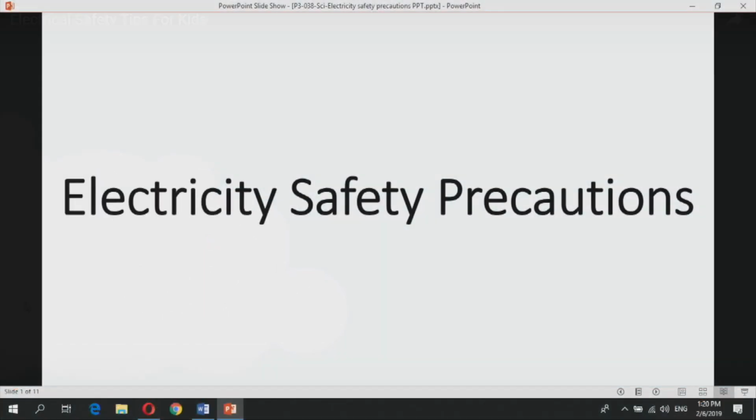So should we make electricity wet? Is that a good thing? No. Make sure we never make electricity wet. Safety precautions. Okay, let's have a look, guys.